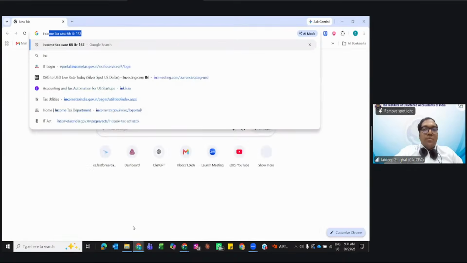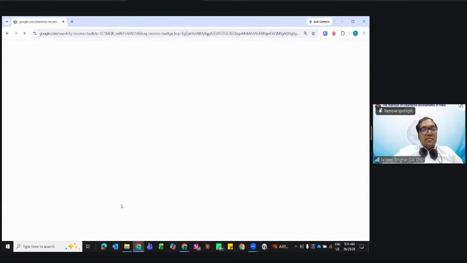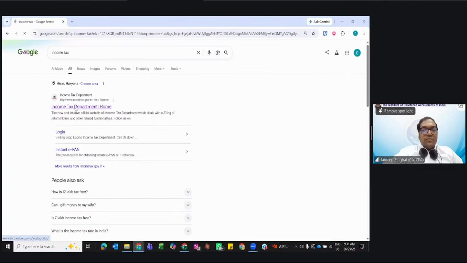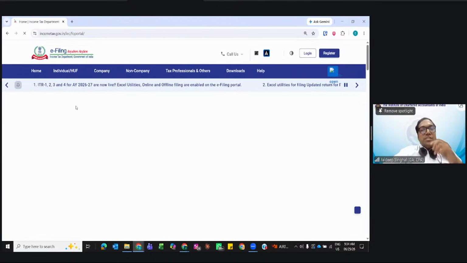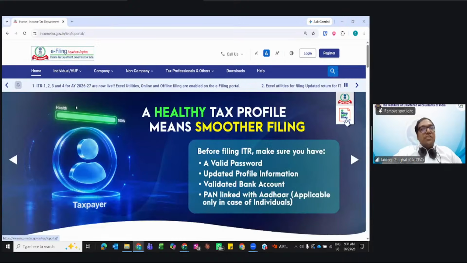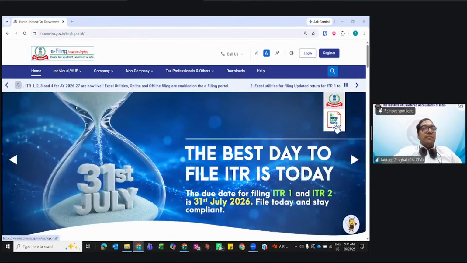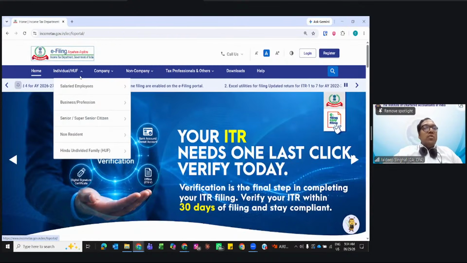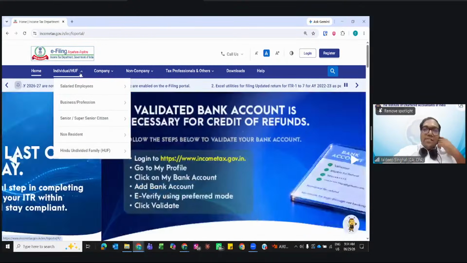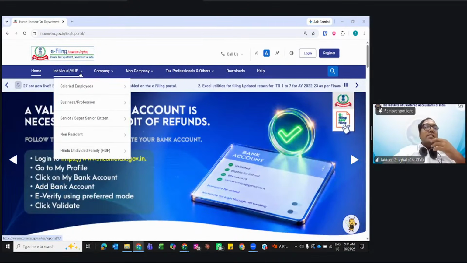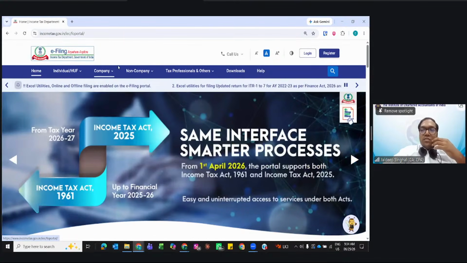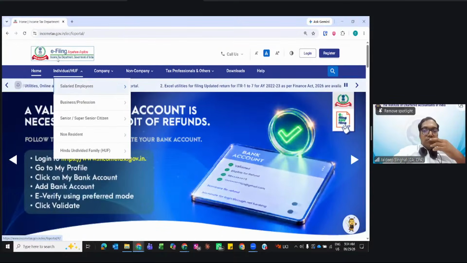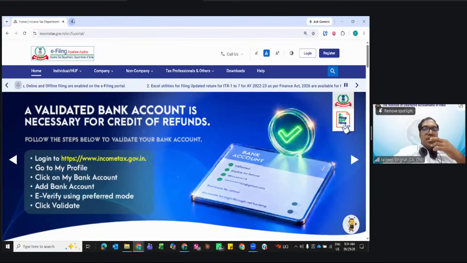I'll show you. See, go to the income tax site. You know the income tax has changed. Everyone, do you know the income tax has changed from this year? But you don't have to worry about those changes. Those will be applicable from next year when you will be in your CA finals, right? Sorry, this is the e-filing portal.